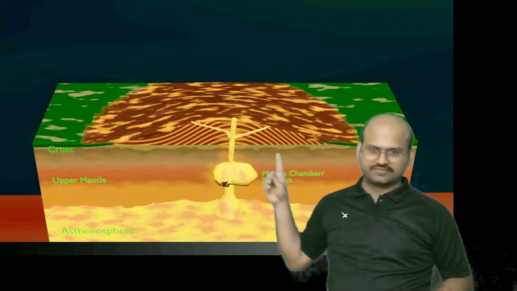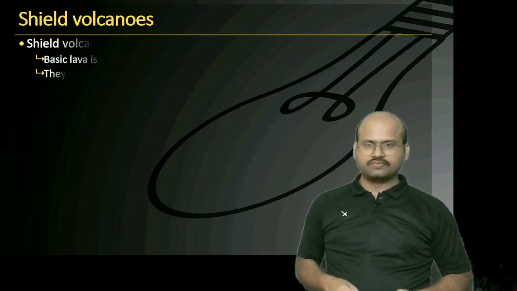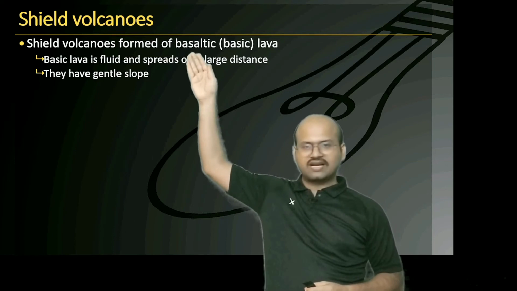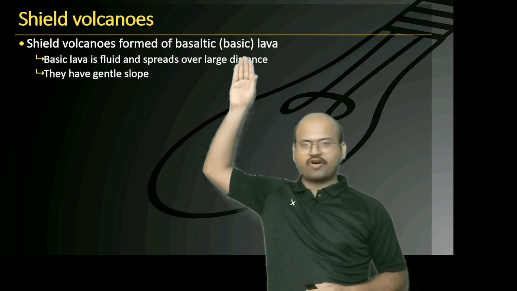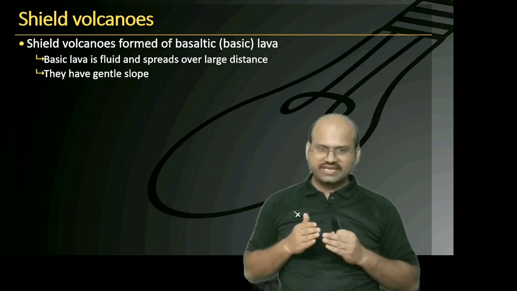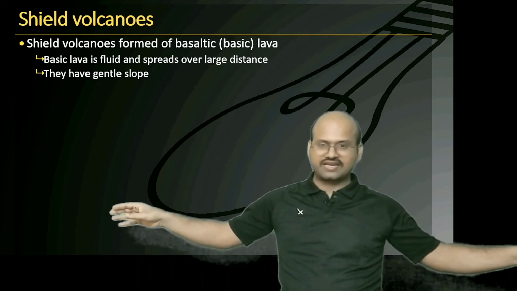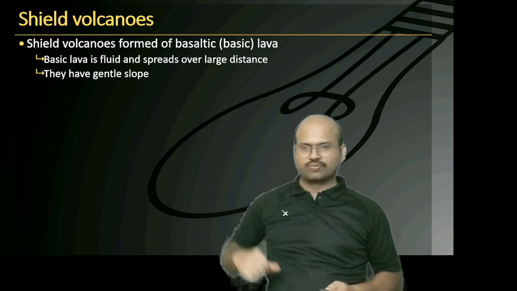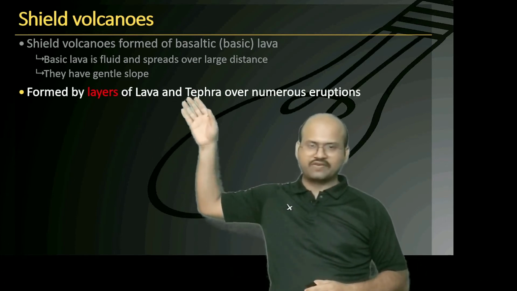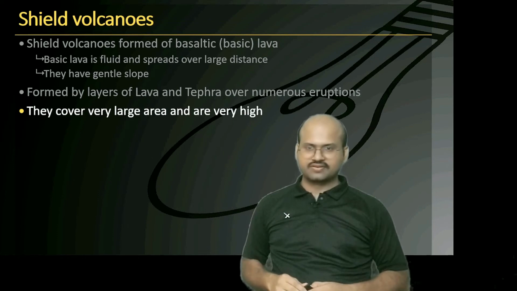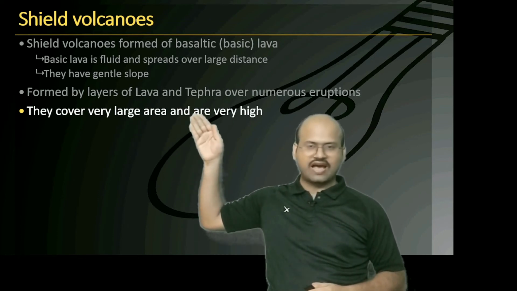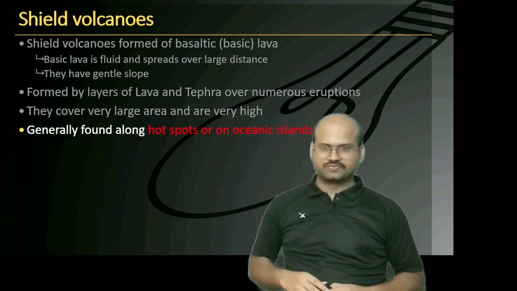You can see here. So shield volcanoes are formed of basaltic lava, that is, they are formed of basic lava. Now basic lava is less viscous, therefore it can easily flow to large distances, and that is why it forms a gentle slope. It is formed by layers of lava and tephra, which we have already discussed. They cover a very large area and they can be very high, but they are not higher than stratovolcanoes.